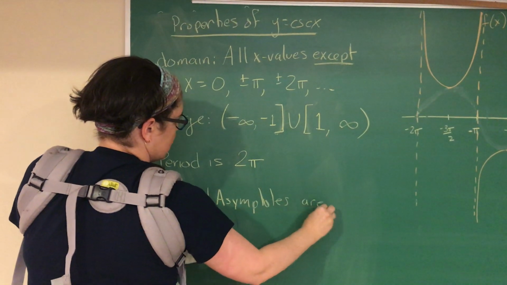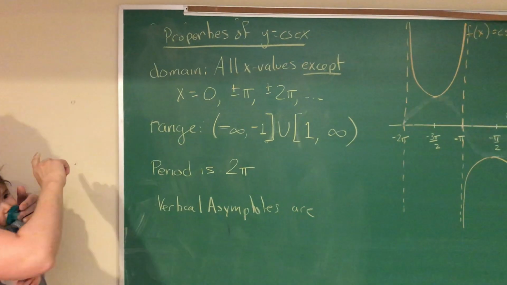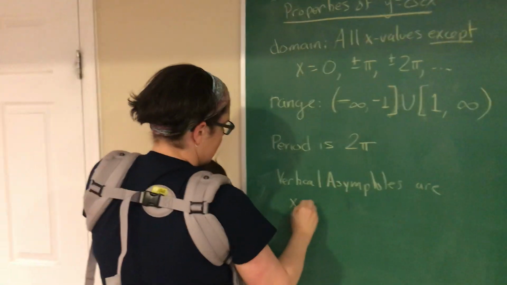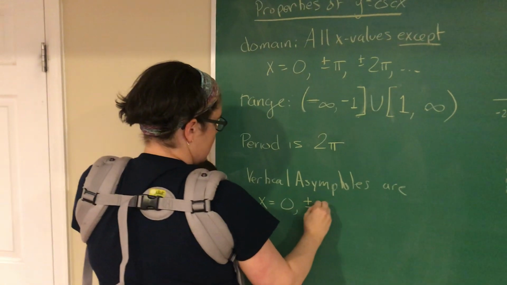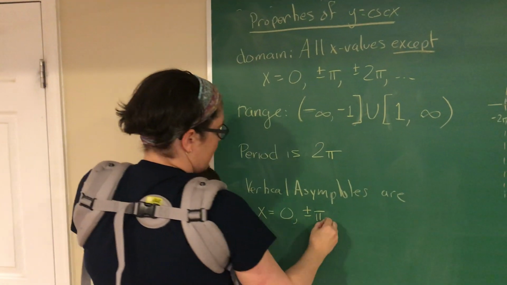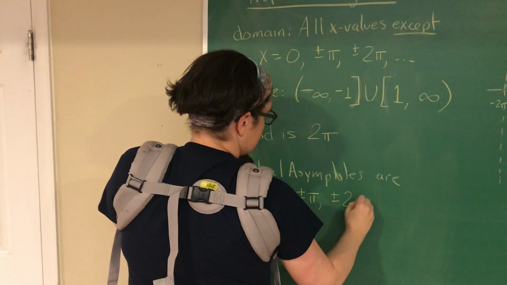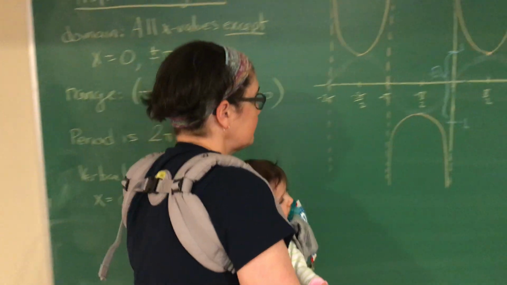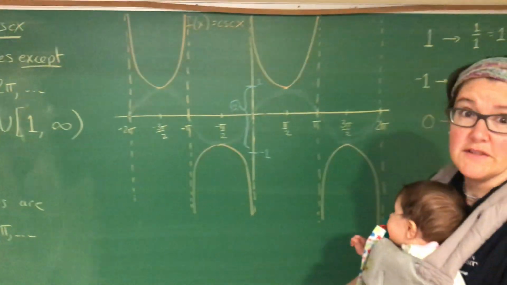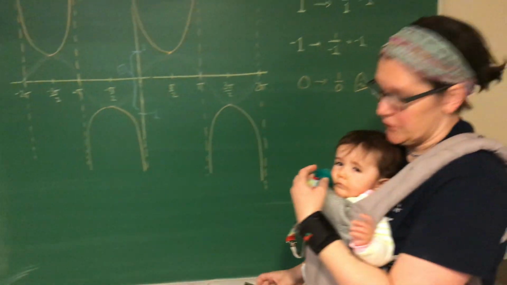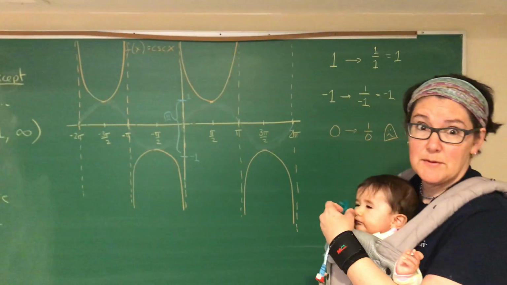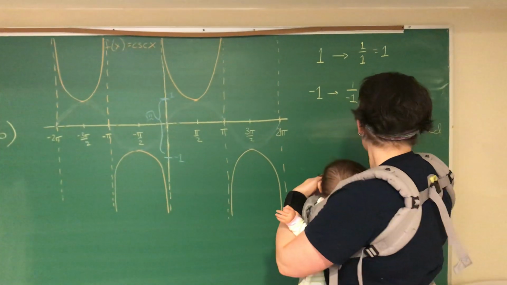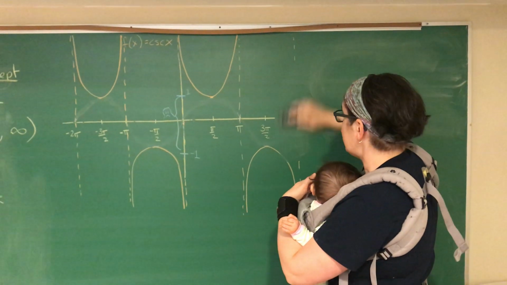And the vertical asymptotes are all of the places where the domain does not allow. So our vertical asymptotes are x equals 0, x equals plus or minus pi, x equals plus or minus 2 pi, etc. All right, so that is our cosecant function. You want to get comfortable knowing what this picture looks like. You want to be able to draw this picture, be able to construct it, and be able to talk about its properties.